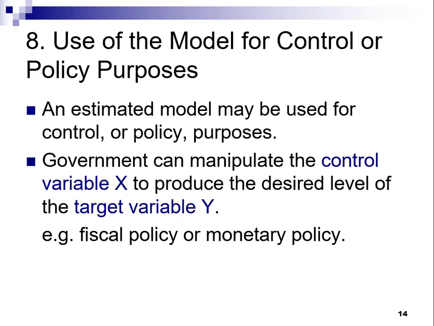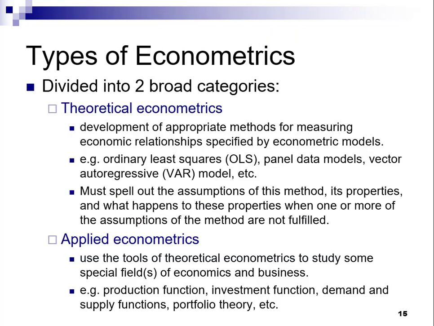Further use of the model for control or policy purpose. An estimated model may be used for control or policy purpose. The government can manipulate the control variable x to produce the desired level of the target variable y, for example, in fiscal or monetary policy. Type of econometrics. There are two types of econometrics: theoretical econometrics and applied econometrics.